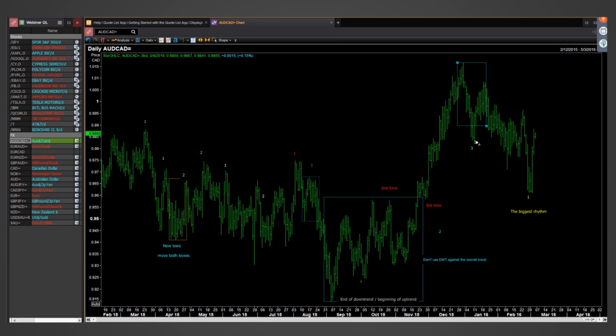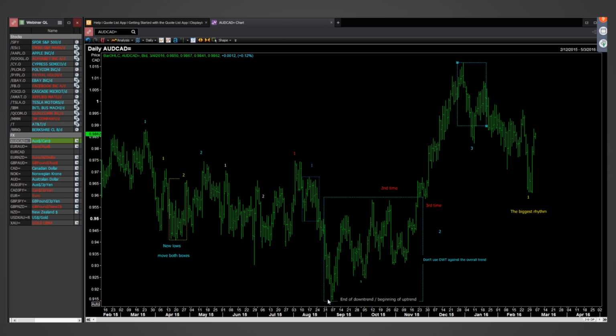So here again, it went. You can see sometimes it goes below the support price and then rallies back up. So if you're a position trader, you move your stop to break even. You don't lose anything. If you're a swing trader, day trader, swing trader, you make money here. Now this correction here is the biggest rhythm. This is where the uptrend began, right down here.